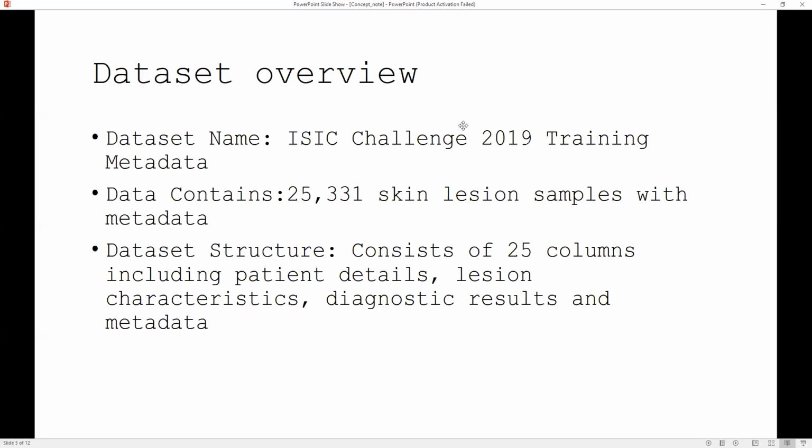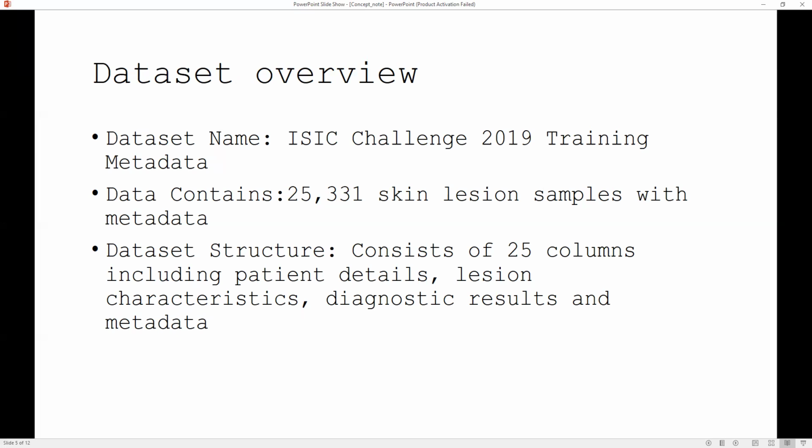Greetings. I'm Linda Killen, and I'll continue with the EDA. With the exploratory data analysis, this is the dataset overview. We got this dataset from ISIC, and the dataset name is ISIC Challenge 2019 Training Metadata. During that challenge, they collected that dataset, and it's the one we are going to use.